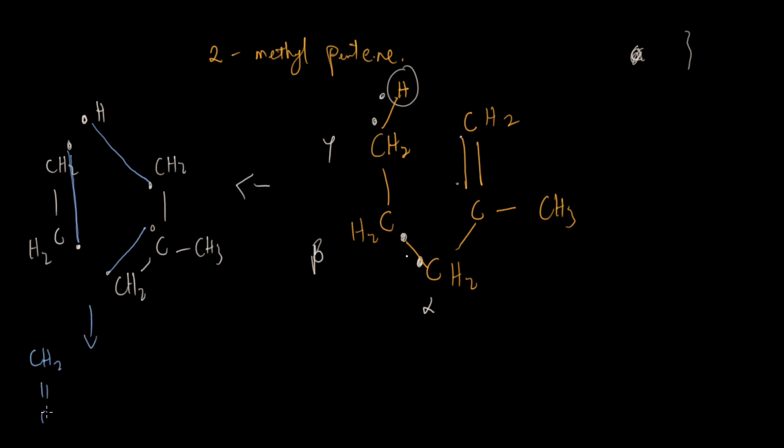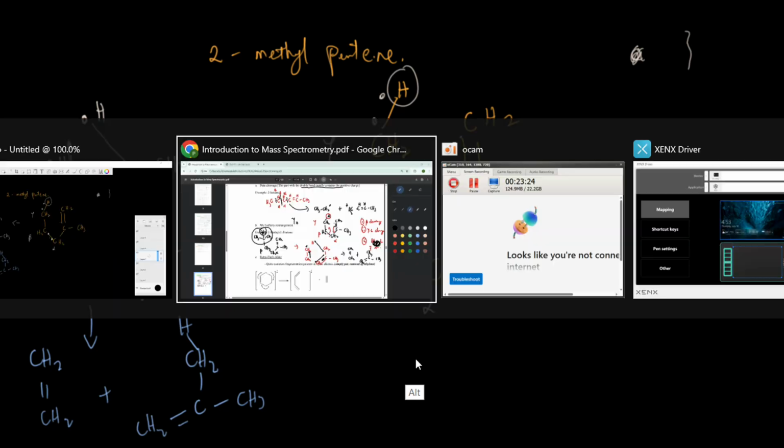CH2 double bond CH2, right? Plus this one will be CH2 joined to hydrogen, or you can call it CH3. So this one will become single bond CH3, and this one will be CH2, right? So that's the fragmentation pattern that we have there. Just take note of this, please take note of it. McLafferty can also occur with any other thing.